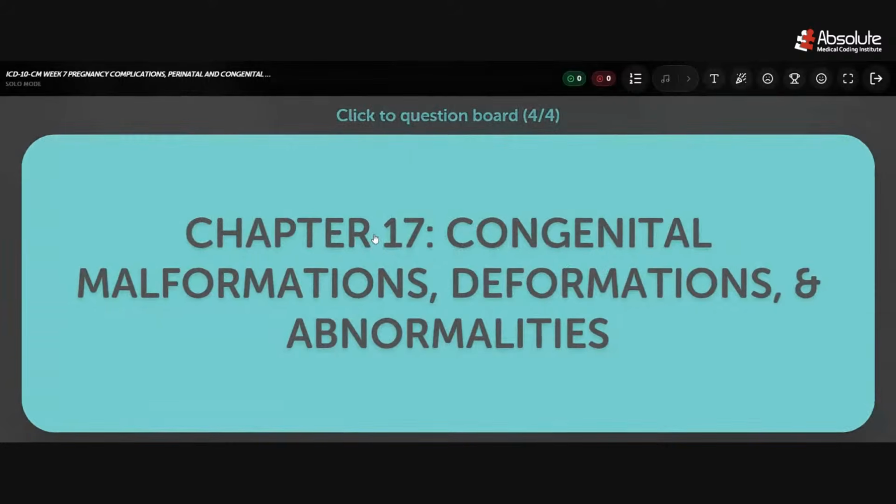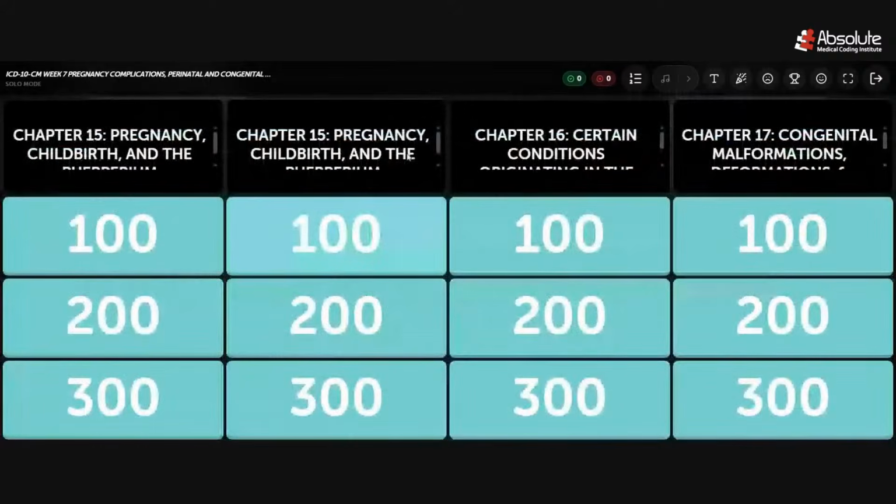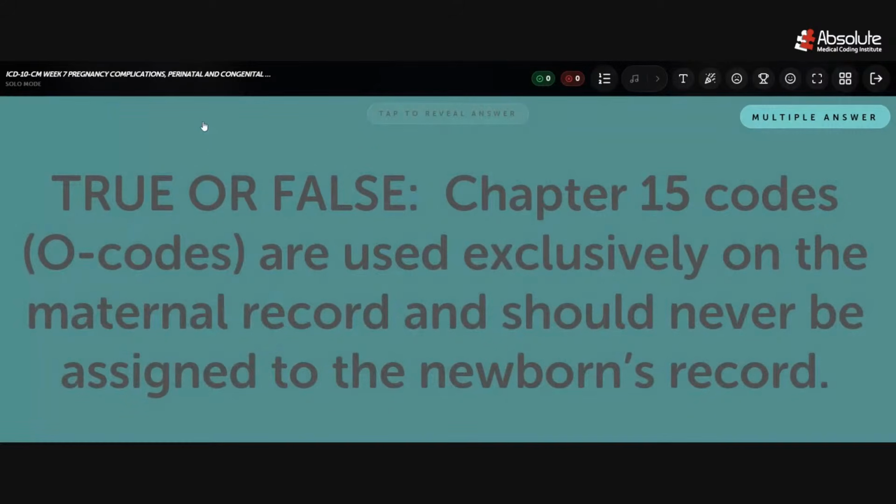Okay, let's get right into it. We're doing two sections from chapter 15, and then we'll do chapter 16 and chapter 17, just because there are so many guidelines in chapter 15. So let's start off, speaking of chapter 15, with a 100.